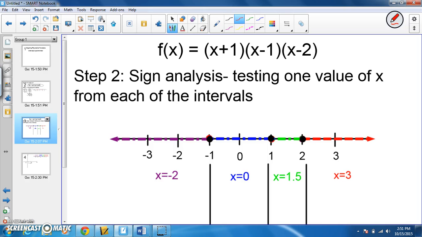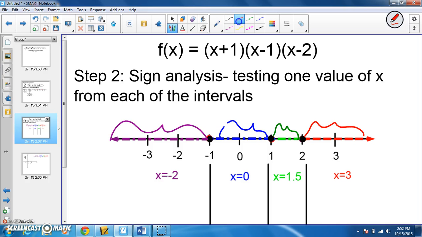Step 2 is called sign analysis. So what that means is you're going to test one value from each of the intervals. When we graphed our zeros on our number line, it separated our number line into four intervals. We have our purple interval, we have our blue interval, green, and red. I just made them in different colors so they're easier to identify.